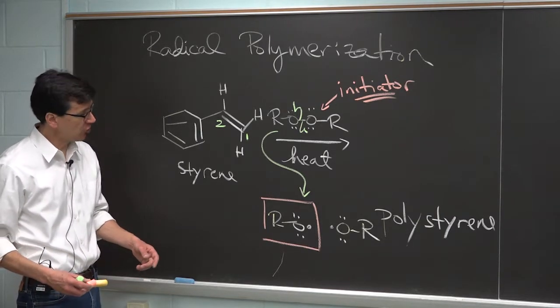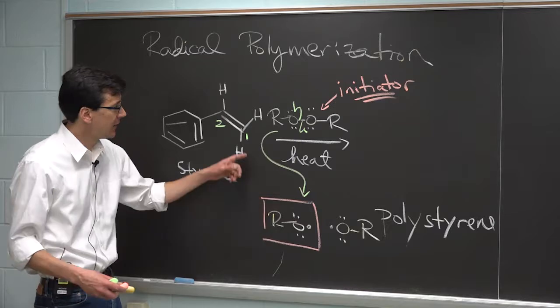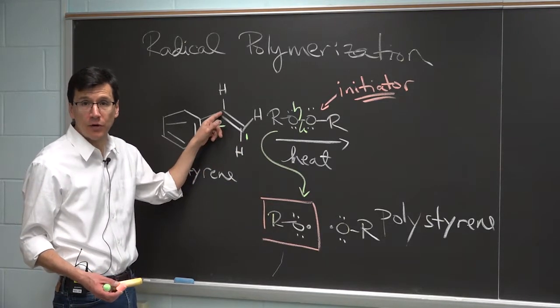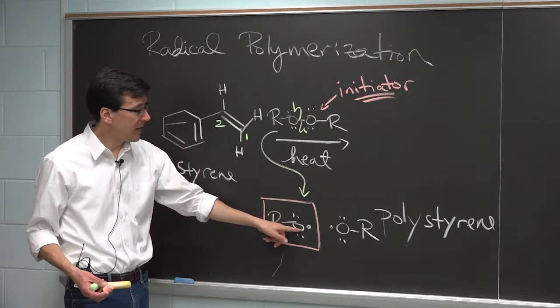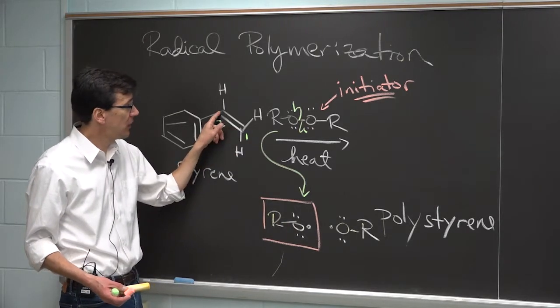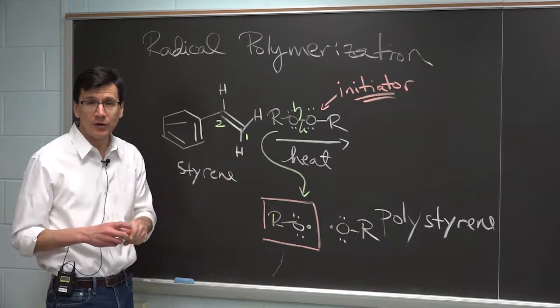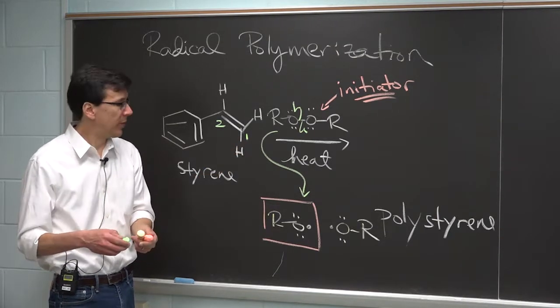So what do you think? Should we add RO dot to carbon 1 and leave a dot on carbon 2, or vice versa? Add the oxygen dot to carbon 2 and leave a dot on carbon 1. So maybe with that you can push the arrows for the proper choice there.